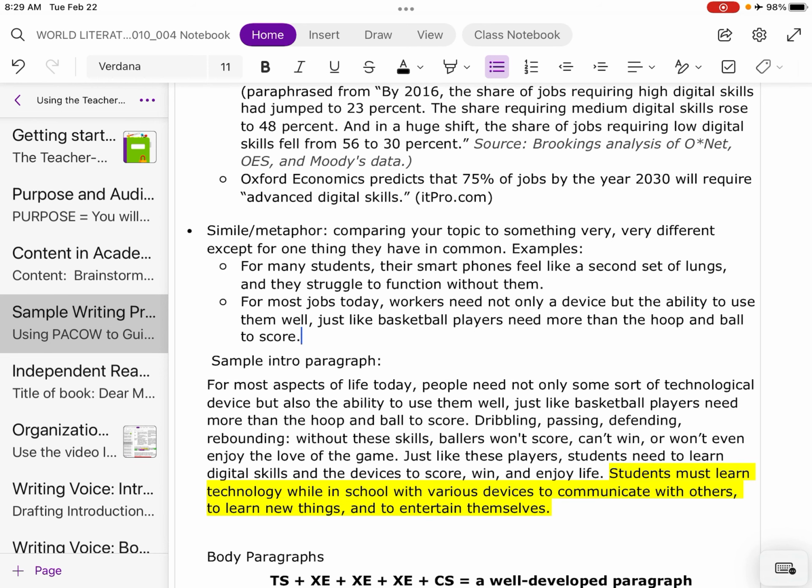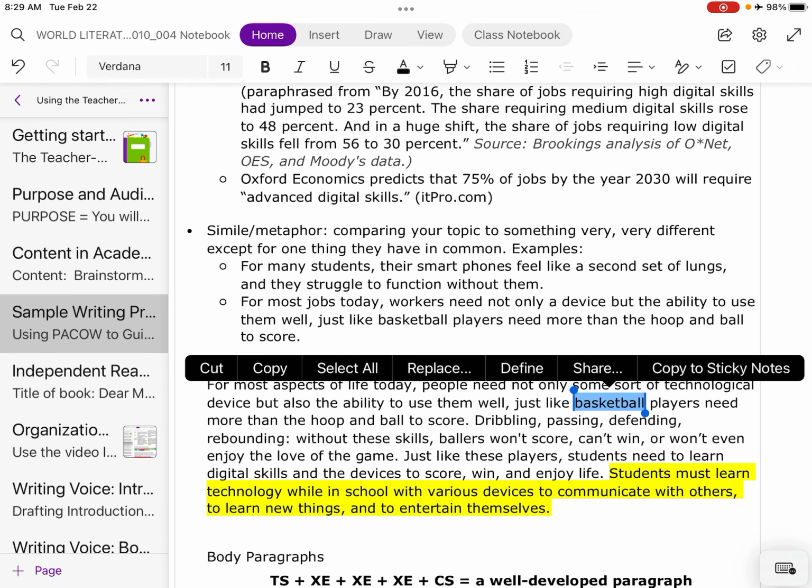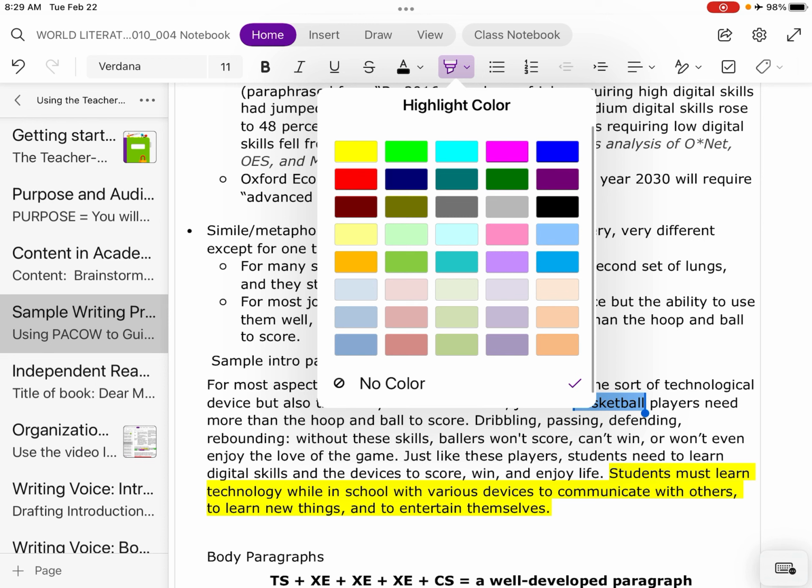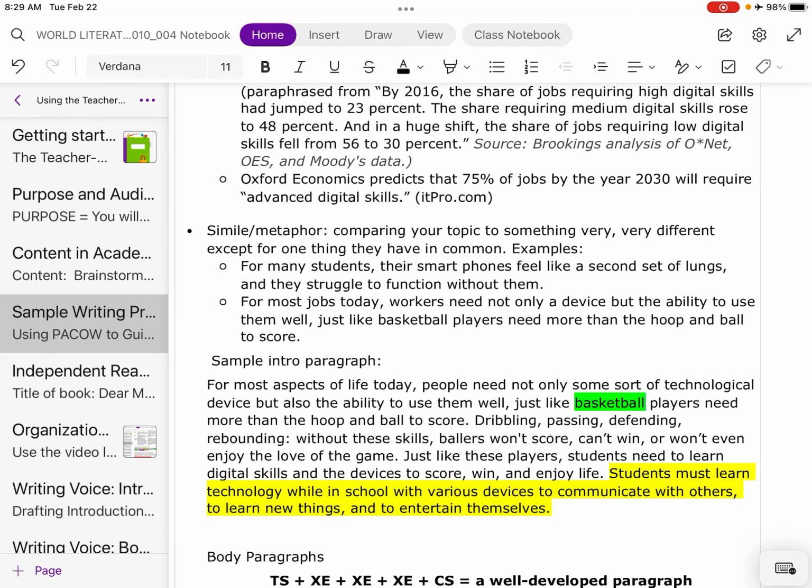I have my attention grabber here with my metaphor, okay? I happen to continue that metaphor into the next sentence, but you'll notice that I go from talking about basketball players in general to specific skills, and then I do the same thing with learning digital skills. So that's how our introductory paragraph is going to go.